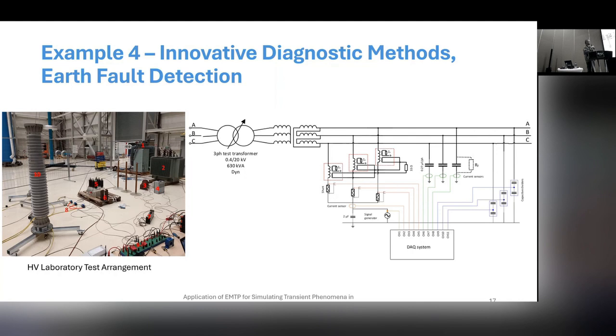We measured the voltages during the test, the current, and the residual current during the fault. We measured what happens with the inductive voltage transformers, which are located here, and we checked if they will be saturated. Here you can see the circuit for the injection of the low frequency signal to the network.